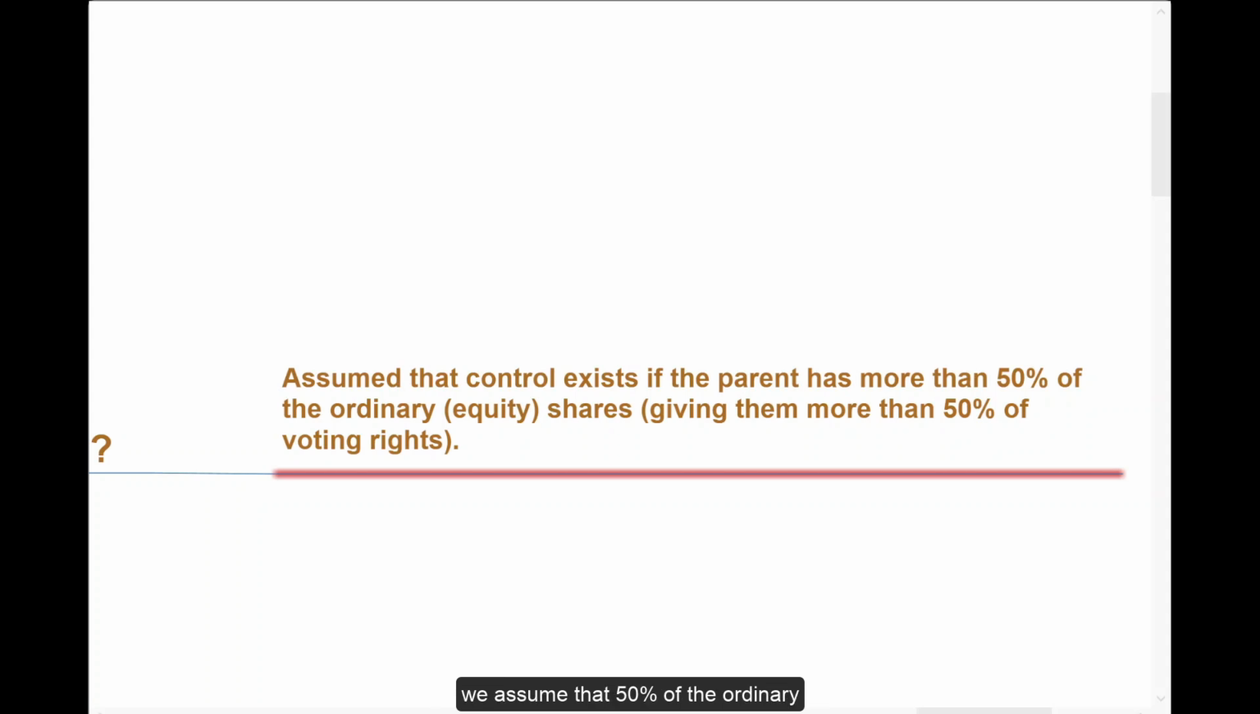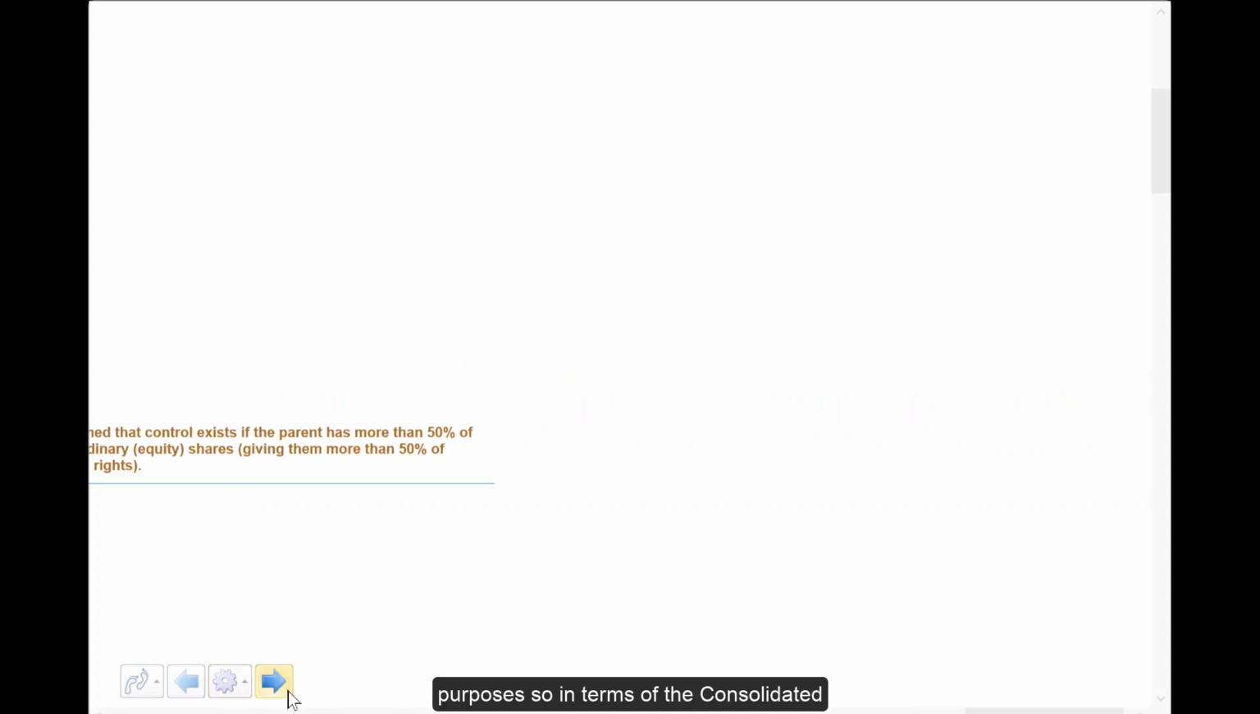So we assume that 50% of the ordinary equity shares means 50% of the voting rights. And that's the degree or level to which it'll be examined within the FA exam. Nothing to worry about in terms of slightly spurious or dubious accounting arrangements or contractual arrangements that don't equate the number of shares or the percentage holding of shares with voting rights.